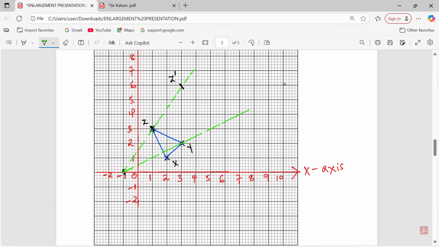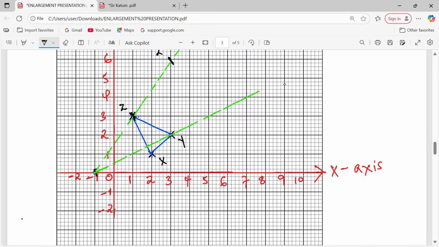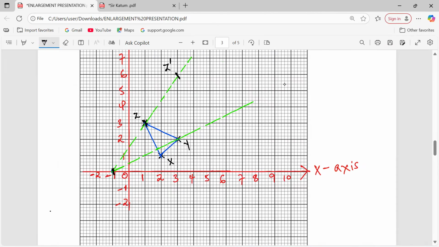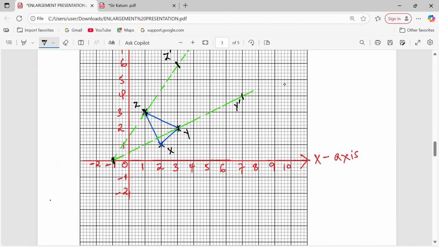Let's now check this. From the center of enlargement to point Y, I move an equal distance on the same side because the scale factor is positive. So this is twice. I call this one Y prime, the image of Y. Now I wind up with X, the last coordinate to be enlarged.